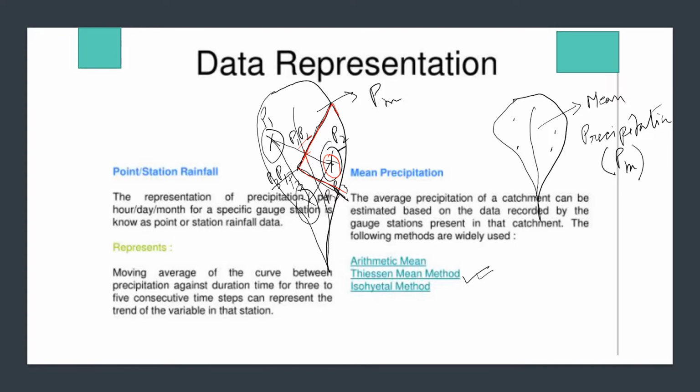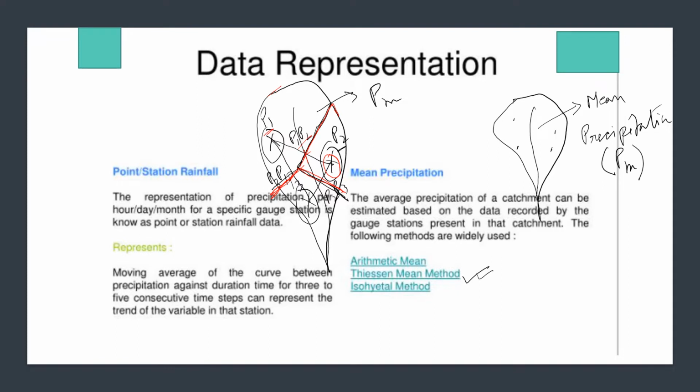Similarly for P1, the bisector of P1 P3 and the bisector of P1 P2, when extended up to the watershed boundary, create a polygon, and that polygon surrounds P1. And same for P3, the bisector of P1 P3 or P3 P1, whatever way you can say it, and the bisector of P2 P3. Again this surrounds the rain gauge station P3.